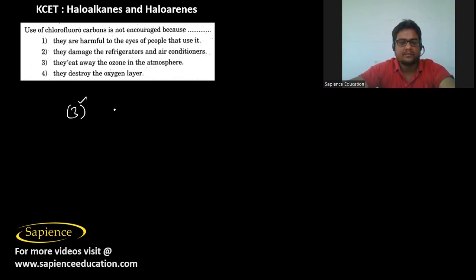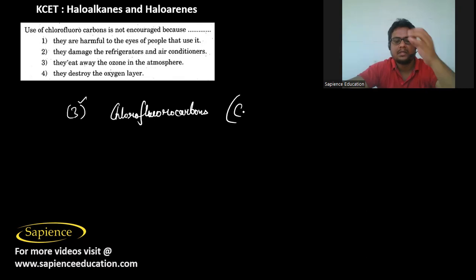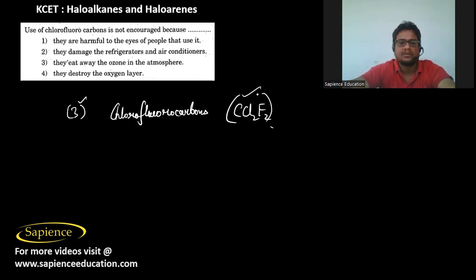Why? Chlorofluorocarbons, which are like CCl2F2 or CCl3F. Okay, so all these are called chlorofluorocarbons. It means that the compound has got chlorine and fluorine both attached to the same carbon.